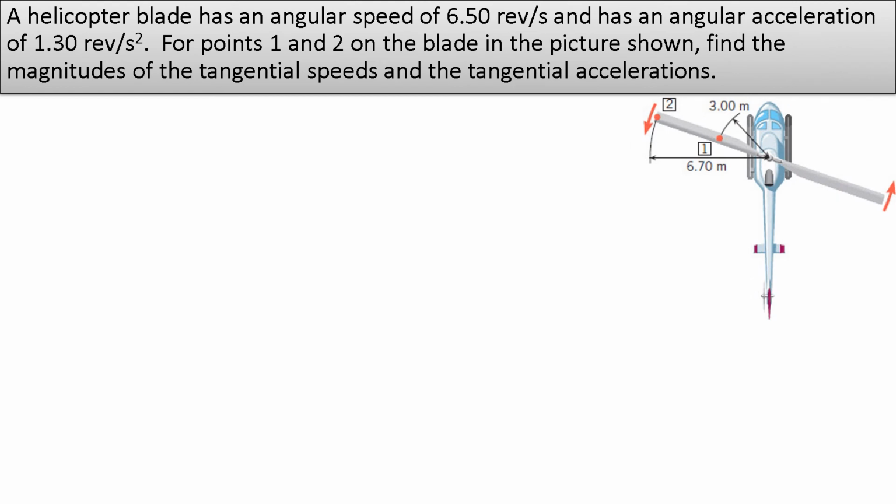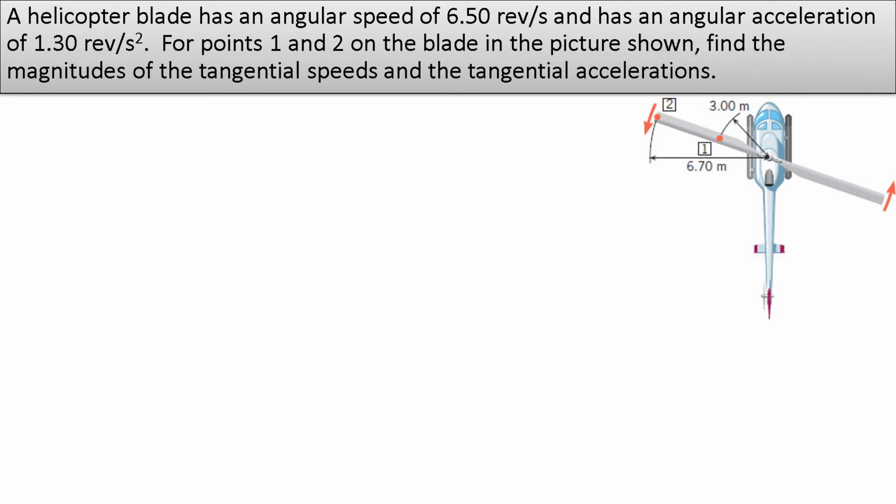Okay, so the trick is these are given to you in revolutions. We need radians in order to go from an angular speed to a tangential speed or velocity. And to go from an angular acceleration to a tangential acceleration, we need radians here, not revolutions.